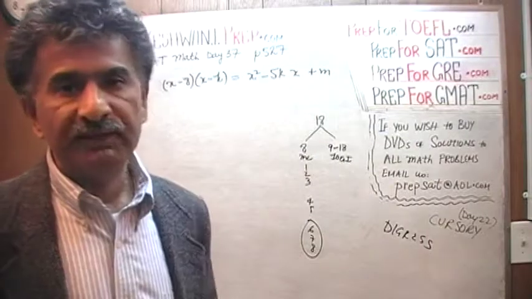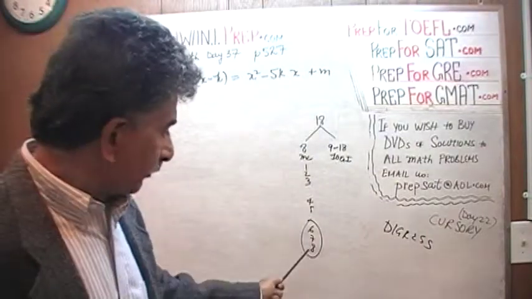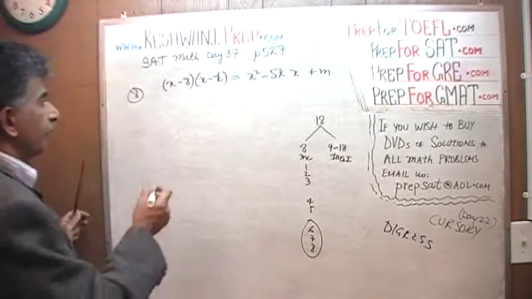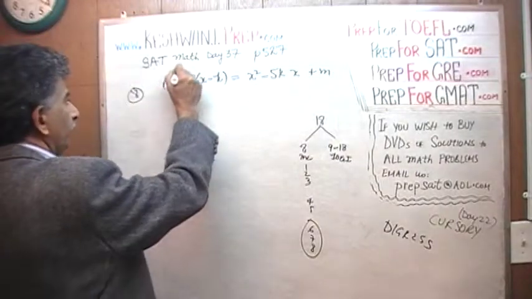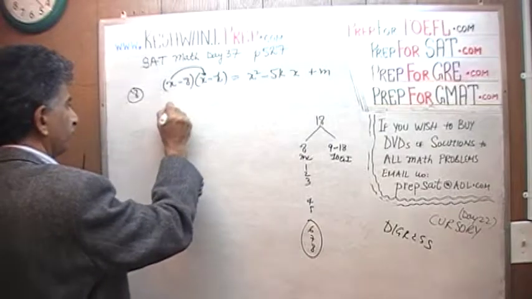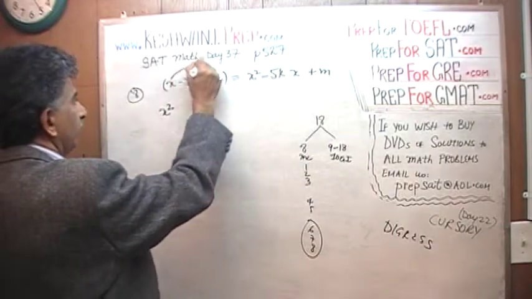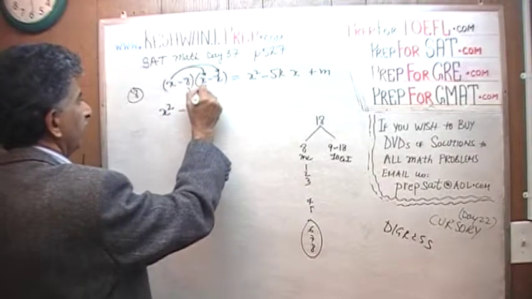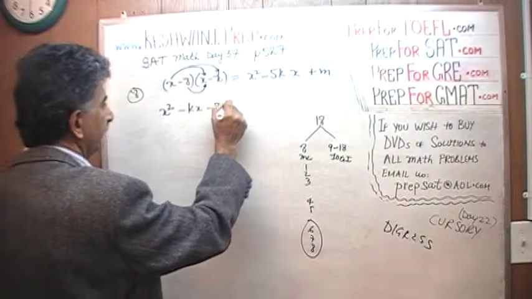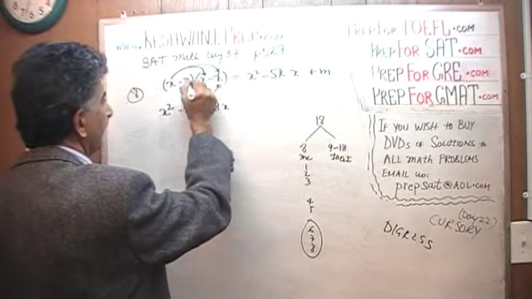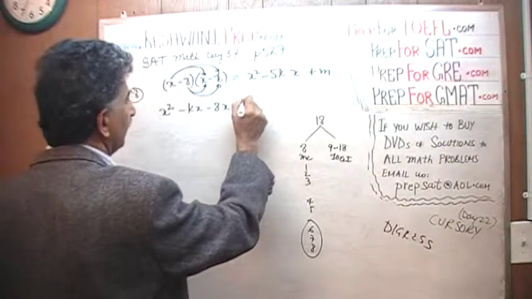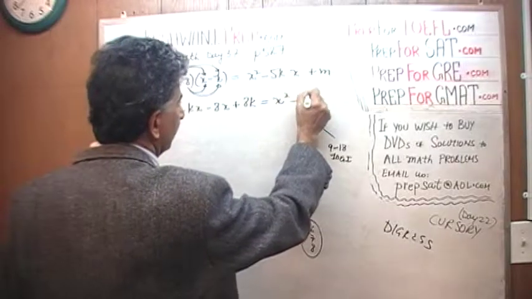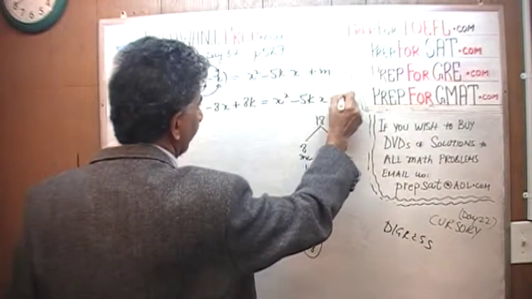Question number 9 is going to be very simple, very straightforward. Question number 8 is supposed to be a level 5 question. We'll find out. Let's finish it up. So here we get x times x, which is x squared, and then x times negative k, so we get negative kx. Here we get negative 8 times x, so negative 8x. And finally negative 8 times negative k gives positive 8k. And that has to equal x squared minus 5kx plus m.